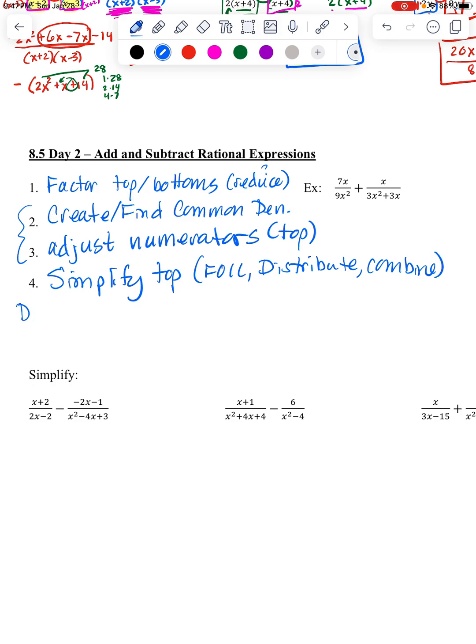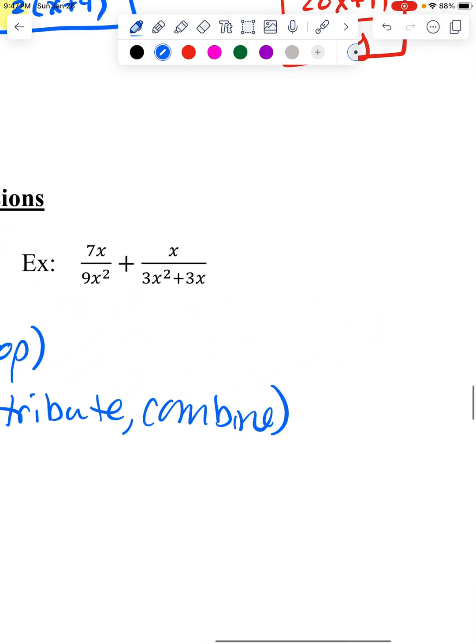And then at the end, you have to look critically at your answer and see, does your answer reduce? Is there anything that you could take out, cancel out, anything like that? So we have 4 problems, but they are definitely doozies. So let's take a look.